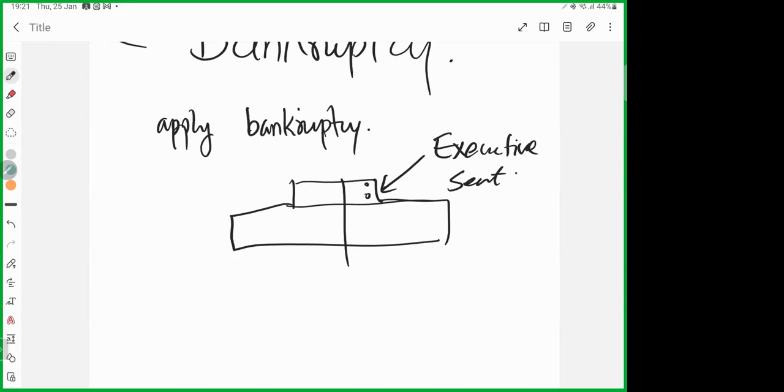Okay. And moreover, you cannot wear colored dress. You should wear white and white. White and what, sorry? White and white. Okay. These are some old laws prevailing in Sri Lanka and to a certain extent in UK as well.